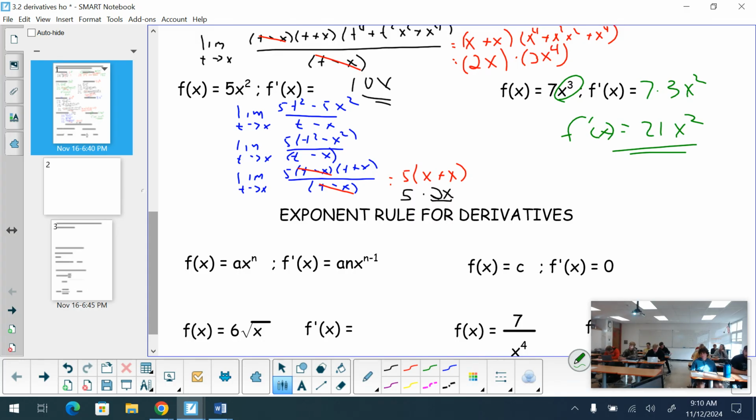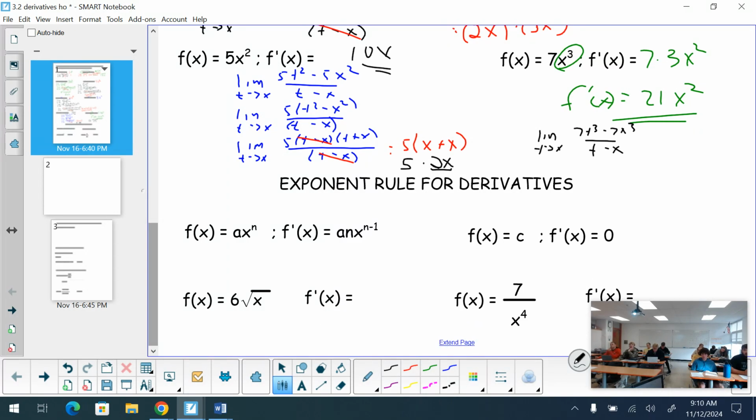If we wanted to, we could still take this back to the limit as t is approaching x of 7t cubed minus 7x cubed over t minus x, and do a bunch of factoring if we wanted to. But now what we're learning is what is called an exponent rule for derivatives. You will still be responsible on your test for taking the derivative by definition on a couple problems. But what we also can do is start taking a look at derivatives by using our exponent rule.